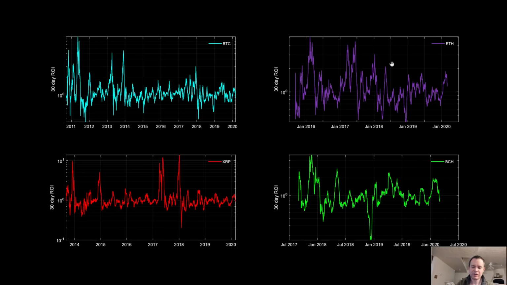So we're going to be looking at 30-day charts, 60-day, 90-day, 180-day, 1 year, and 2-year ROI on 24 coins. So it totals almost 150 charts. I hope this will be valuable to people.